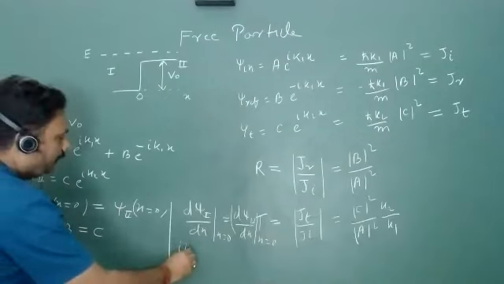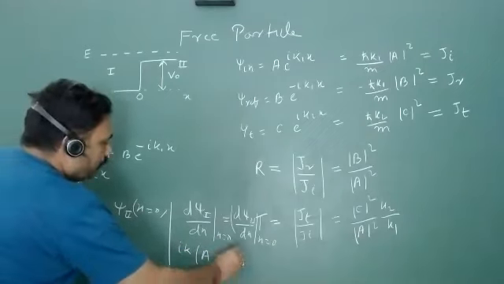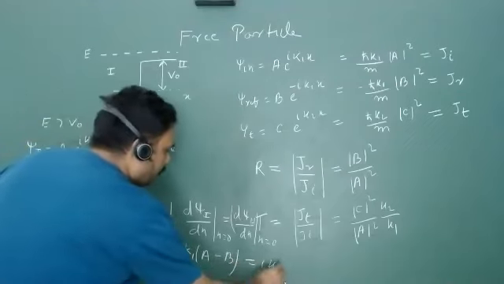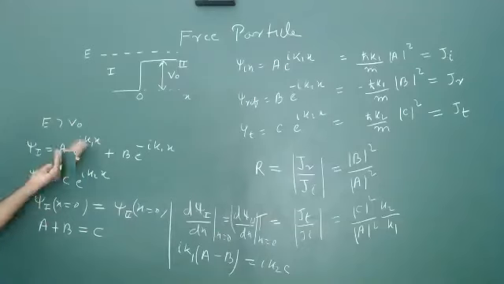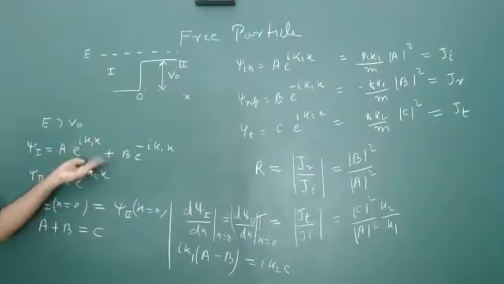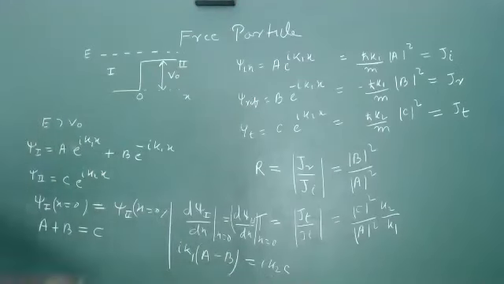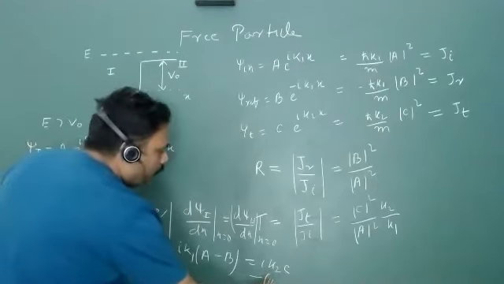I will get ik as common. And what is this? ik1 times (a minus b) is equal to ik2 c. Because we differentiate, ik comes outside, and the second term becomes minus, and at x equals 0 this will be ik1 (a minus b). On the right hand side, you have ik2 c. So we have two equations, equation 1 and equation 2.